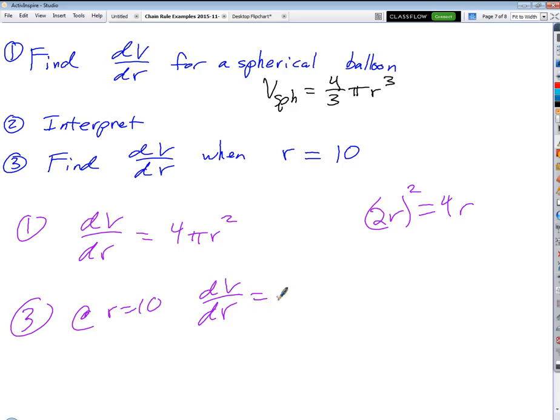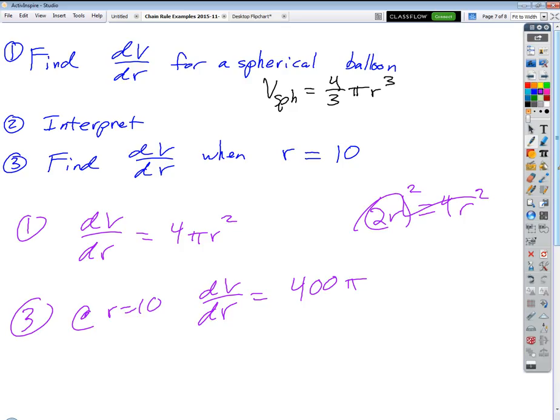dV/dr would just equal, what, 4 times pi times 10 squared? 400 pi. Why would it not be 4r squared? Oh, r squared, you're right, sorry, r squared. Yep. It was pretty simple, no big deal.